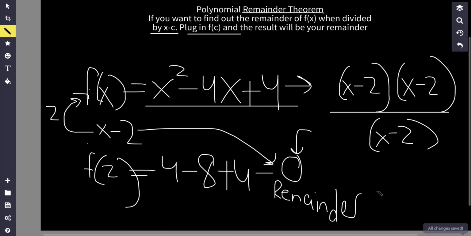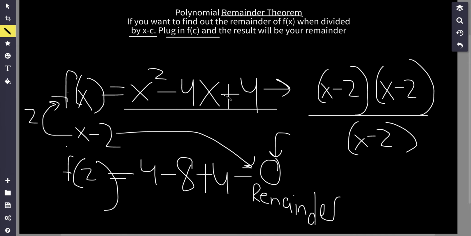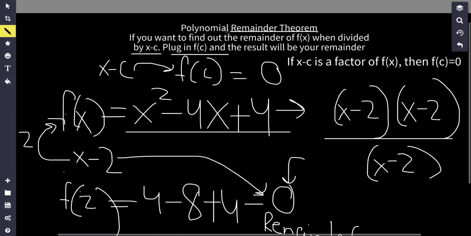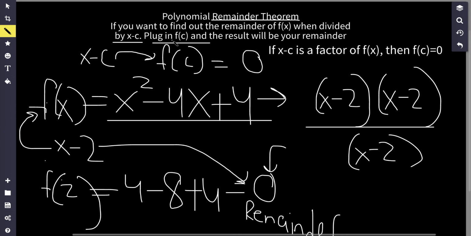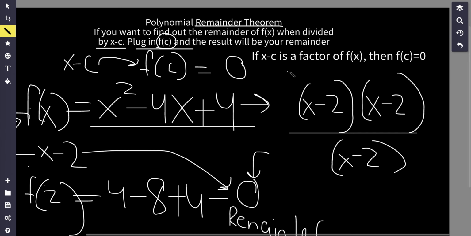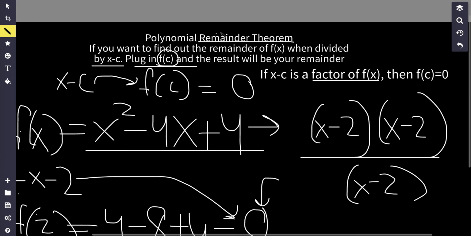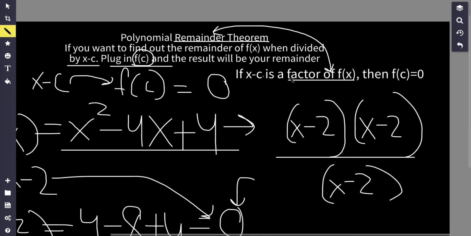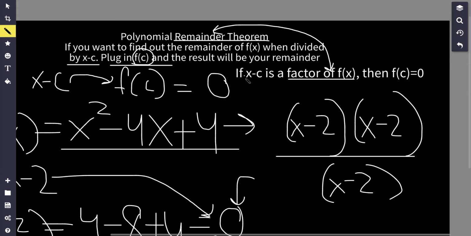So if you use the polynomial remainder theorem and you get 0 as your remainder, that means that it's a factor of whatever polynomial we have, right? So just know that when you're using the polynomial remainder theorem, if you plug in f of c and you get a remainder of 0, that means that x minus c is a factor of f of x. Because once again, this connects the polynomial remainder theorem and the factor theorem. They're pretty closely related. So with the factor theorem, remember, if x minus c is a factor of f of x, then f of c is equal to 0.